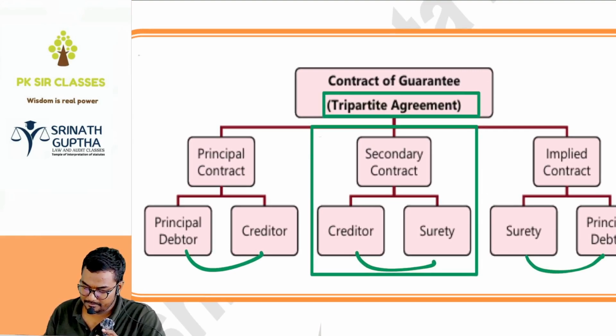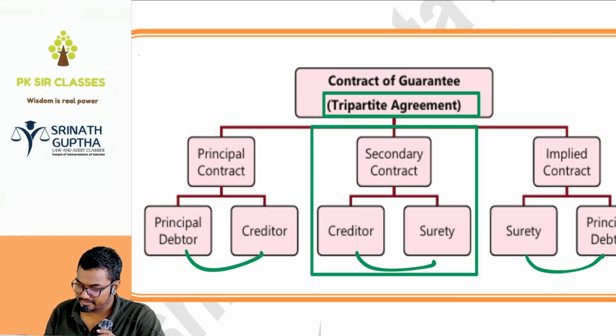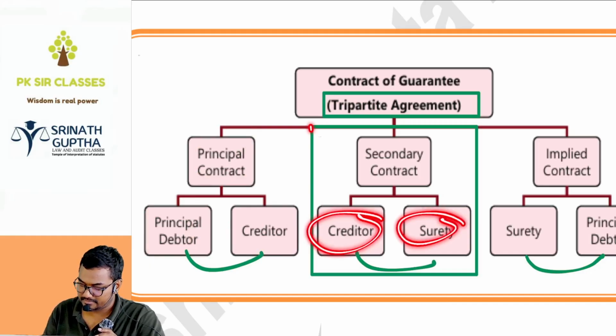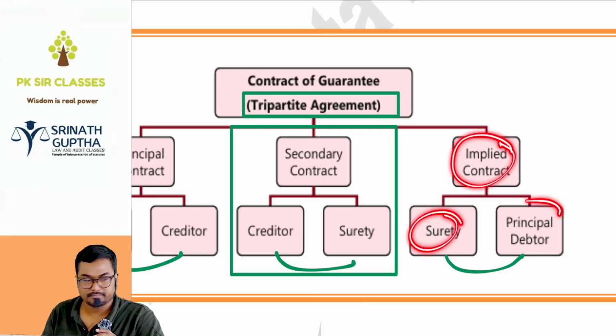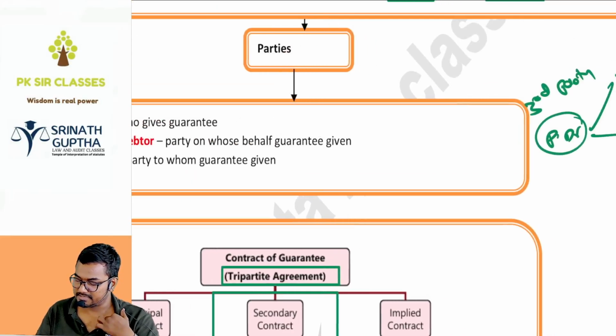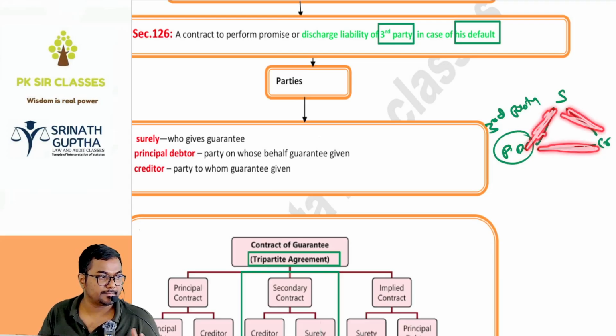One agreement is between the principal debtor and creditor. It is the principal contract. The secondary contract is between the creditor and surety. This is the contract of guarantee. And there is an implied contract between the surety and the principal debtor. One contract is here, one contract is here, one contract is here. The three contracts are three independent contracts.